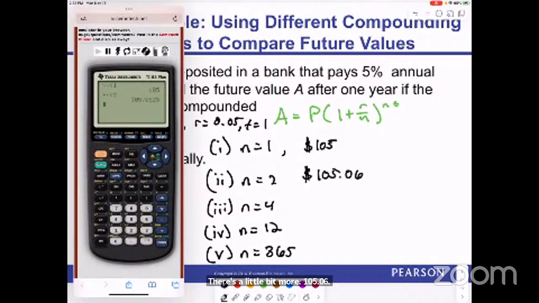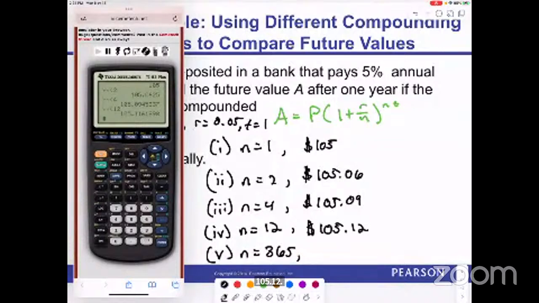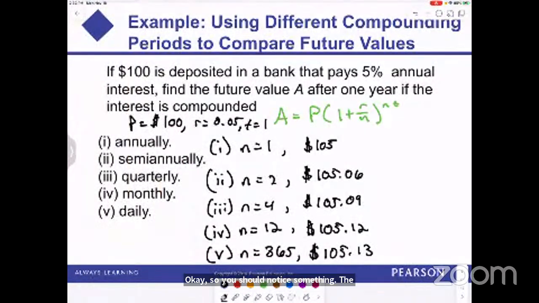And then if we did the compoundings 4 times a year, or quarterly, 105.09. And then if it's monthly, 105.12. And then if it's daily, 105.13. Okay. So you should notice something. The more compoundings we do in a year, you should be able to infer something.